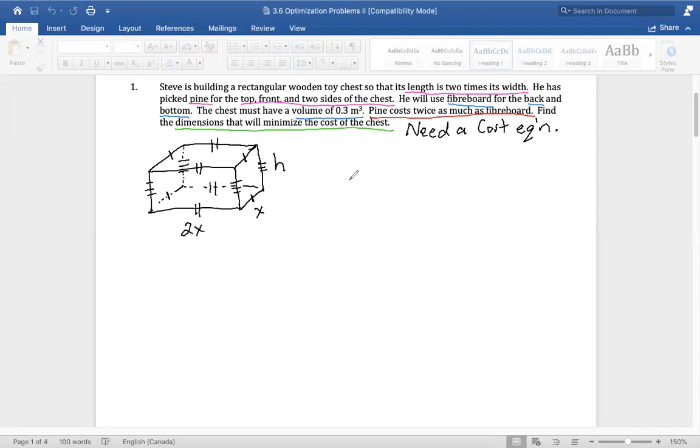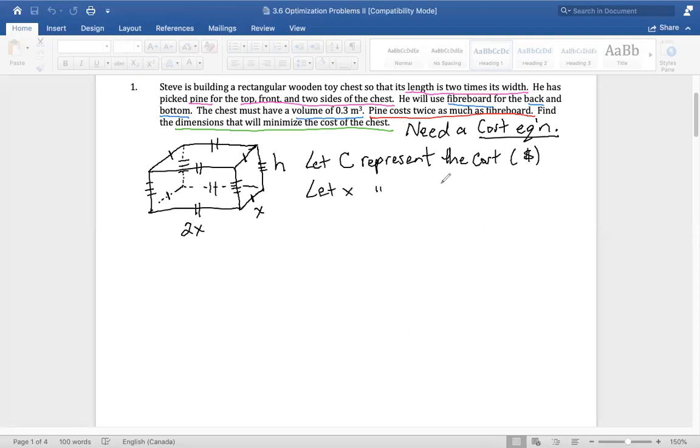So let's do our let statement. So it says the dimensions that minimize the cost. Like we said, we need a cost equation. So we have to let probably C, right, represent the cost. And then in what type of unit? It's probably unlikely that it would be in cents instead of dollars, but you never know the question, so you have to state. Let C represent the cost when we do our cost equation, and that's going to be, like I said, in dollars this time.